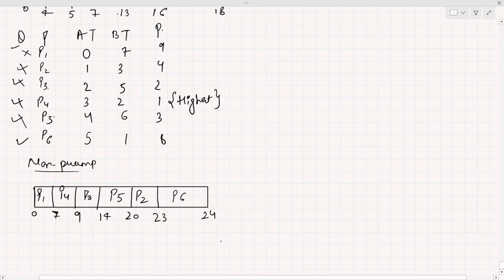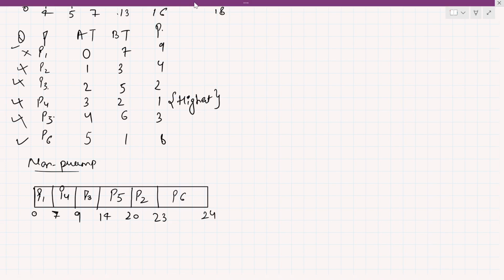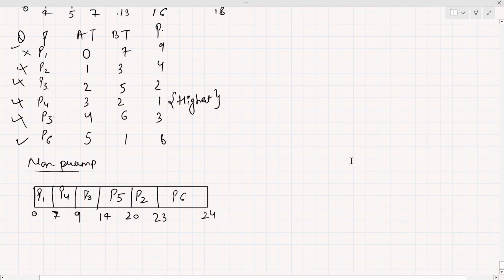What you have to do is write the completion time, turnaround time and waiting time, find the average of turnaround time and waiting time, and comment down your answer. Okay, now the next thing we have to do is solve this question with a priority based algorithm.